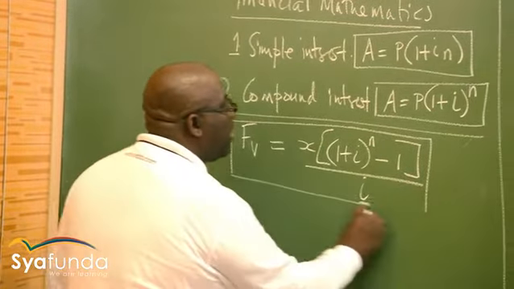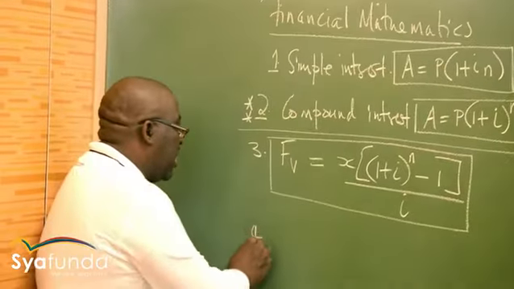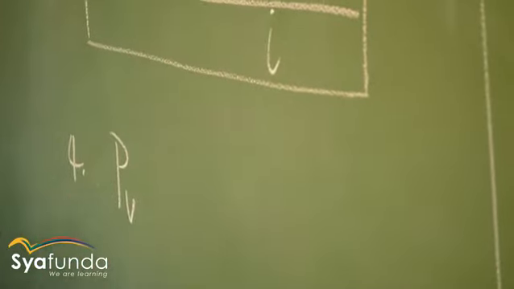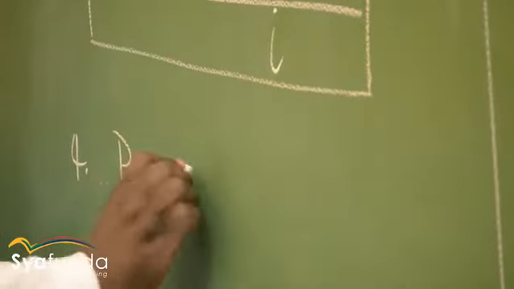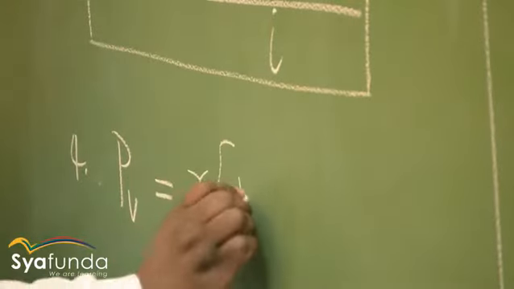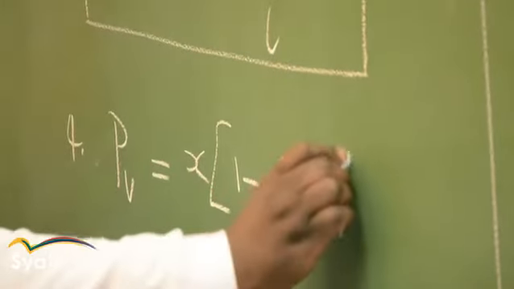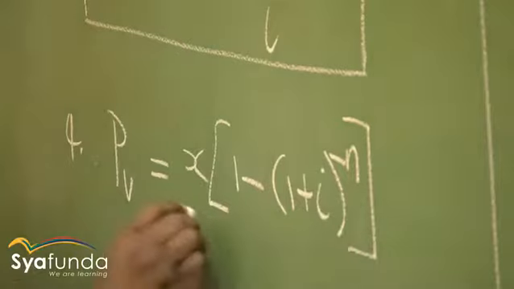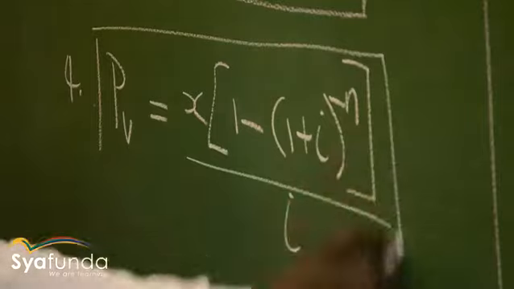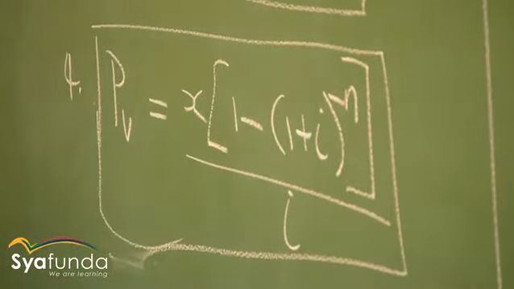The next subtopic under the topic, the maths of finance, is the last one called the present value, PV. P is for present, F is for the future. PV will then be equals to x, which are installments, into 1 minus 1 plus i raised to the power minus n. Close your bracket, this is all over i. It's important that we should take note of certain things here. These are the 4 formulae.